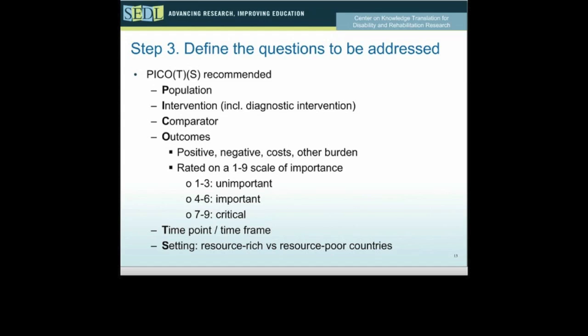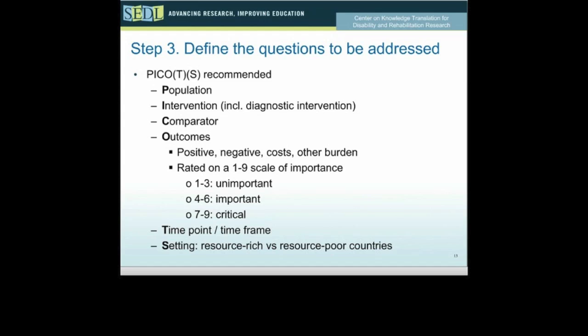Ask the questions in terms of, for what population is what recommendation compared to what comparator, leading to which specific outcomes, at a specific time frame, immediately after treatment, 2 years after treatment, and if necessary in different settings, again the resource rich versus the resource poor.